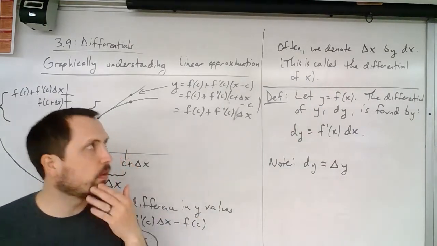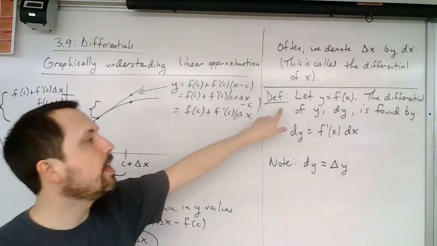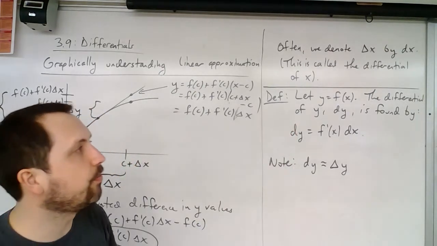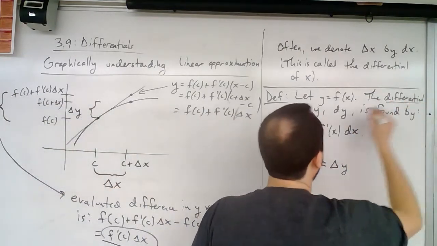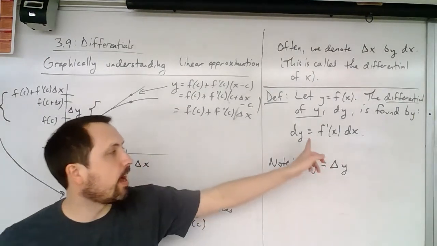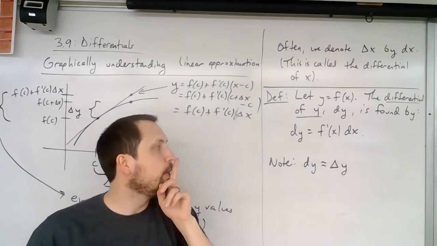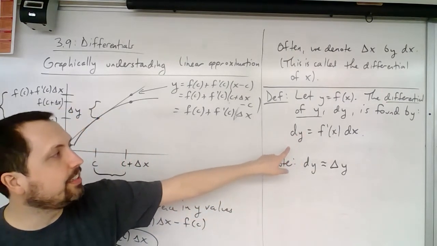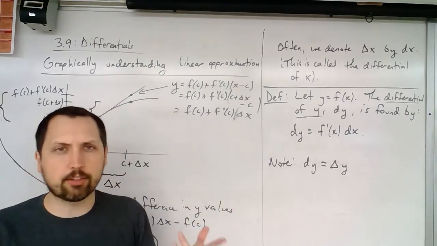Now, you might be thinking, is dy the same thing as delta y? Well, not quite. Our definition is that if we have y as the function f of x, the differential of y, dy, is found by dy equals f prime of x times dx. So notice in this case, dy is not the same thing as delta y. It's an approximation.